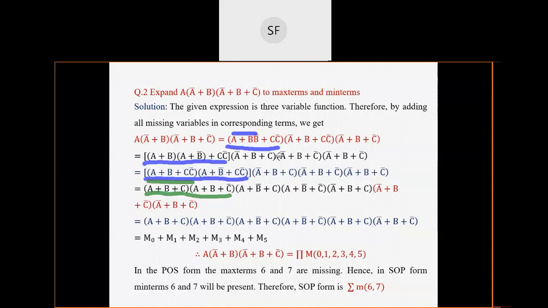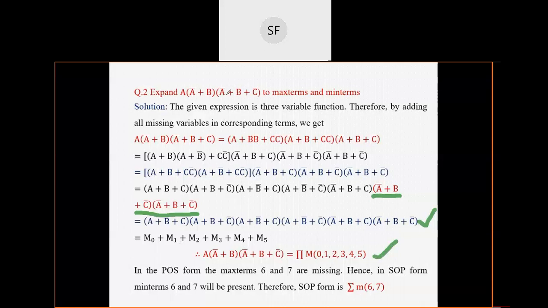Okay, so in this way you have to do the expansion, and after the expansion you will observe that these two terms are redundant, so you have to write them only once. Then this will be your final standard POS form. Then you have to collect the max terms. So you will see that M0, M1, M2, M3, M4 and M5 will be your max terms. So these can be written in this fashion also.